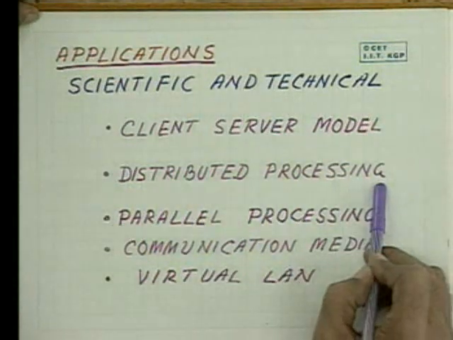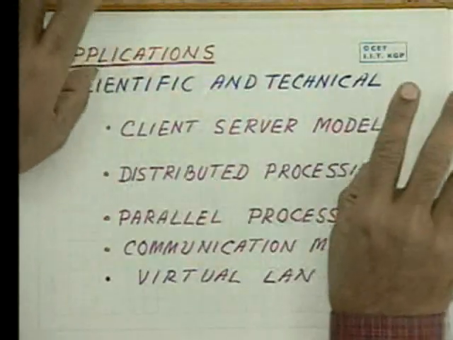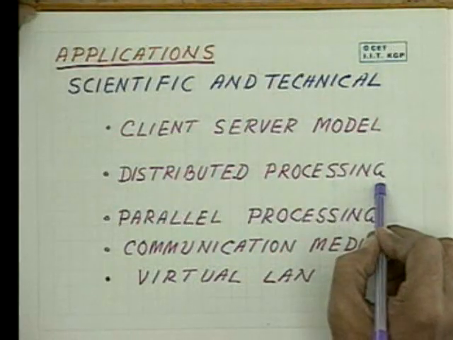Then you can do distributed processing. You can distribute your processing power. You can distribute your database on a large number of computers and do the processing. And computer network facilitates distributed processing. For example, applications like railway reservation is an example of distributed processing.